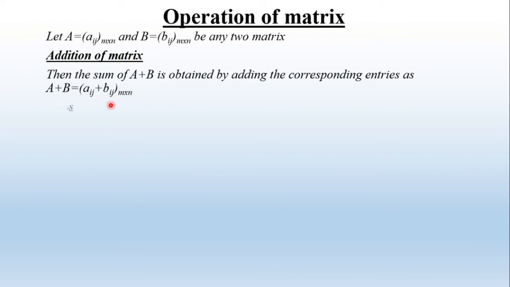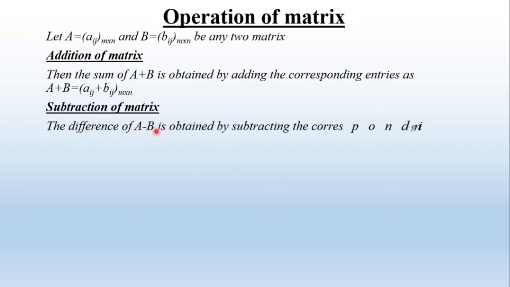What about subtraction of matrix? The difference A minus B is obtained by subtracting the corresponding entries, as A minus B equals Aij minus Bij with m cross n in size.